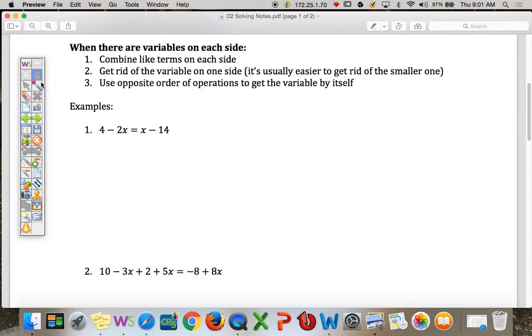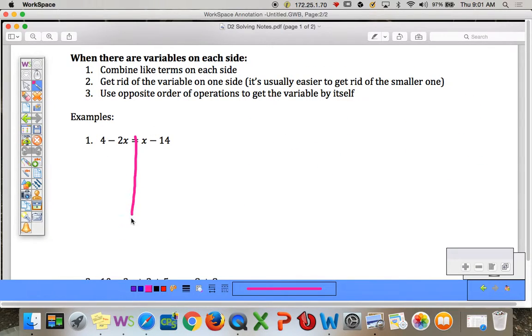Here this has variables on each side. So the first step is combine like terms, and we can't do that because each of the terms on each side has an x and no x. So then the next step is to get rid of the variable on one of the sides, and it's usually easier to get rid of the smaller one. So what's smaller, a negative 2x or an x? Well, that would be a negative 2x. And how do you get rid of a negative 2x? Well, it's the opposite of subtracting. It's adding. So we're going to add 2x to each side.